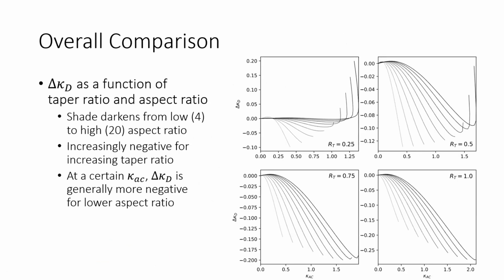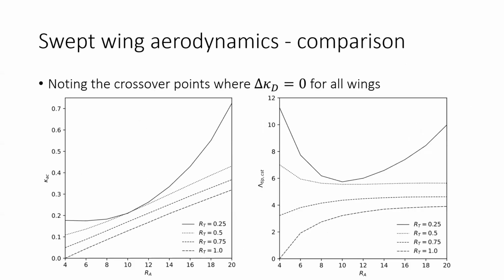And so I computed that delta kappa D for the whole range of wing designs, as a function of taper ratio and aspect ratio. And that's again all this data here. You're not gonna figure it out by looking at this for a few seconds. So I'm just gonna go to the next slide because that kind of sums it up.